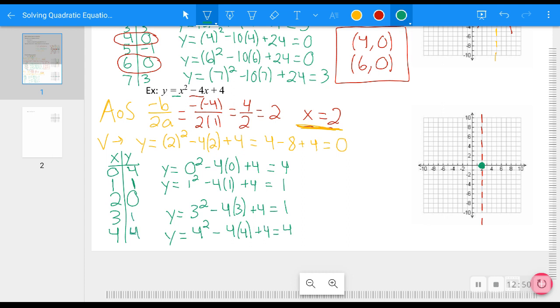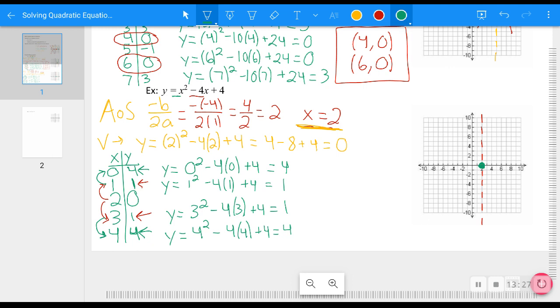So if you guys notice, every time, as long as you go the same amount in each direction with the x, so from 2 to 1, we went 1, and from 2 to 3, we went 1, you can notice that the y values are going to come out to be equal, as long as you move left and right the same amount. So then from 1 to 0, we moved over 1. And from 3 to 4, we also moved over 1. And look at that. Our y values are the same again.